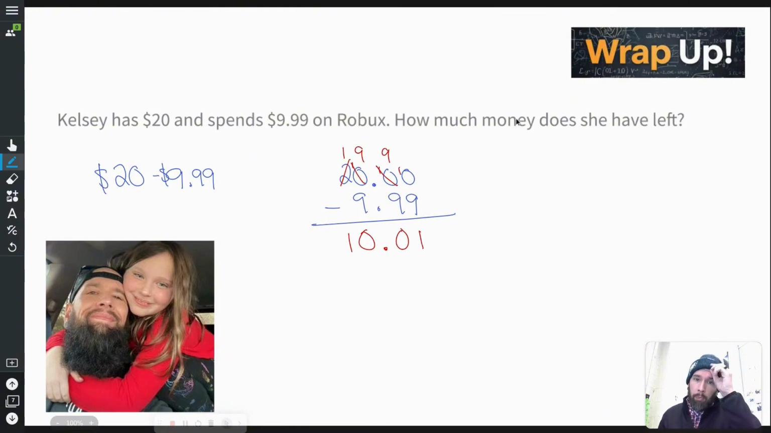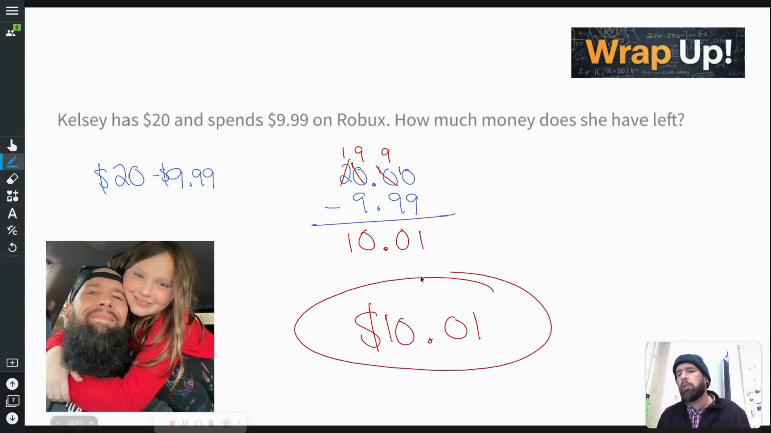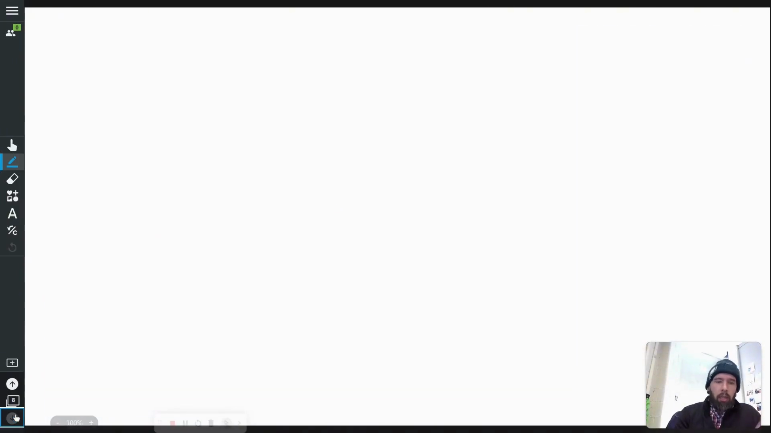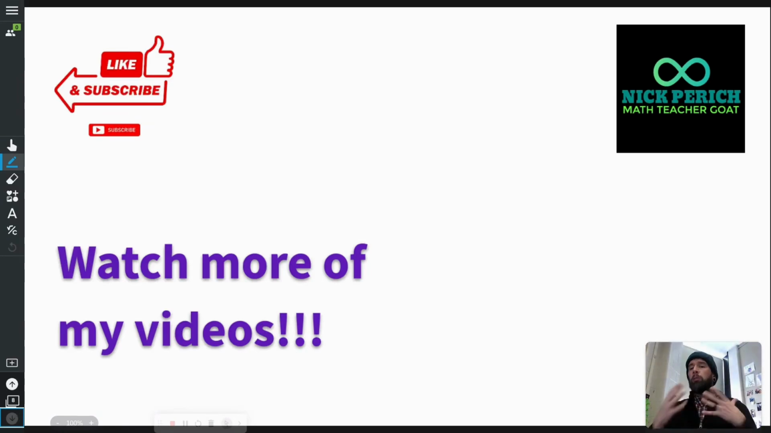Now this is money. So how much money does Kelsey have left? $10 and 1 cent does Kelsey have left. So that's that. Again, I did it again. Subtracting decimals is very similar to adding. You just subtract instead.